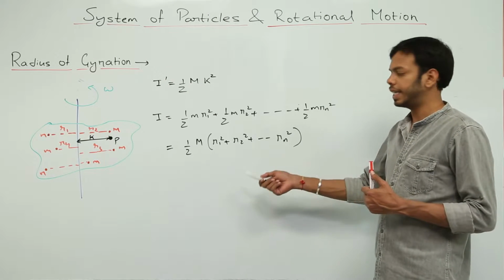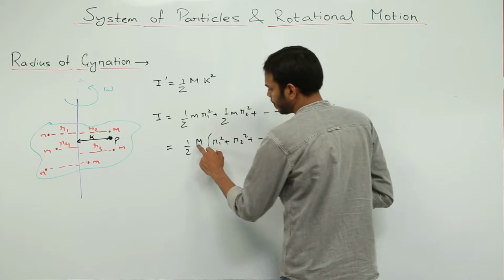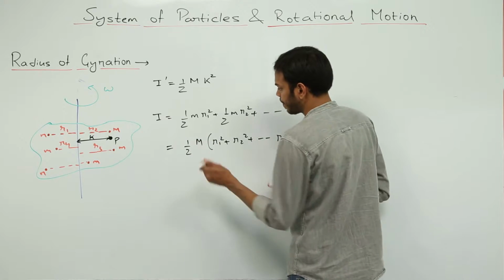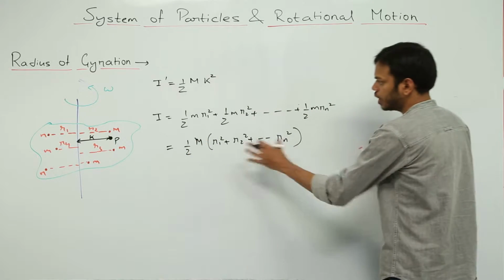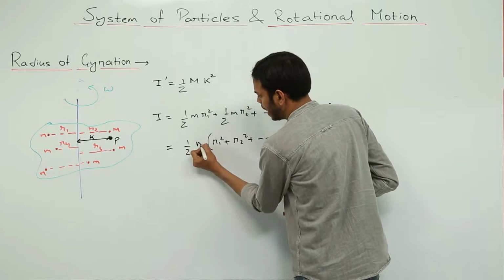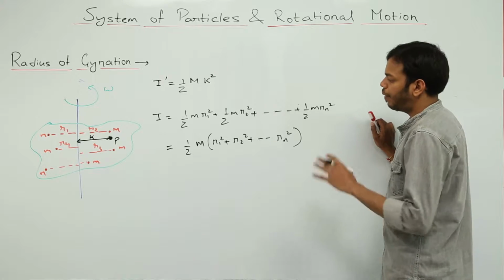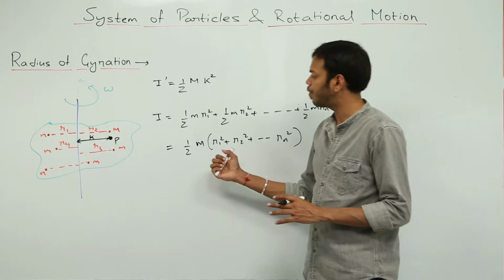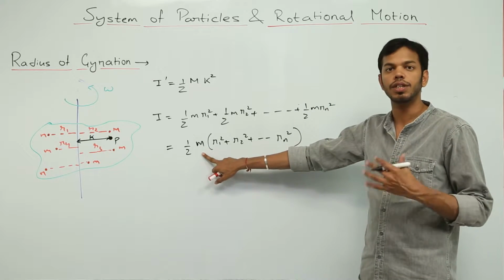Not this M, actually it would be small m, right? So this is what we are left with if I take m common out. Now I want to make this equation in the format that I want, capital M here, which is the total mass of the body.